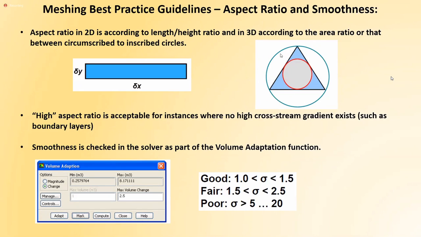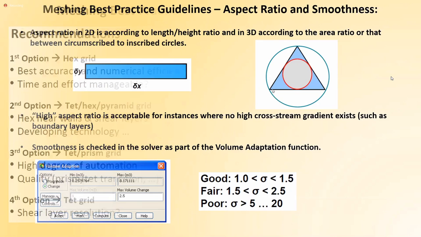The same goes with aspect ratio. Aspect ratio usually doesn't mean too much, because of course you're going to get high aspect ratio inside the boundary layer. It's not so good to have a high aspect ratio where there's some smoothness in the flow. So having cells inside a jet with high aspect ratio doesn't make sense, and it's also not going to happen.